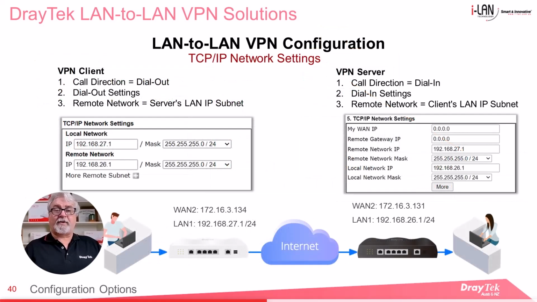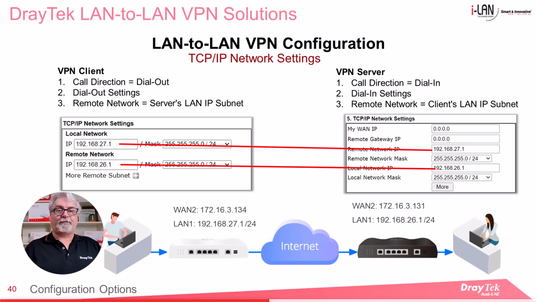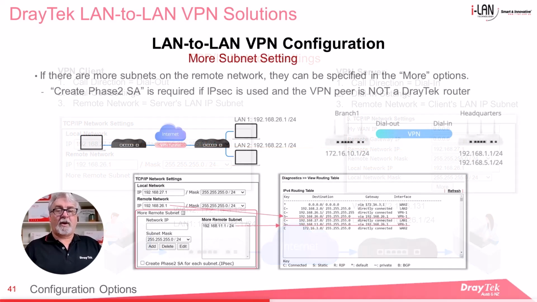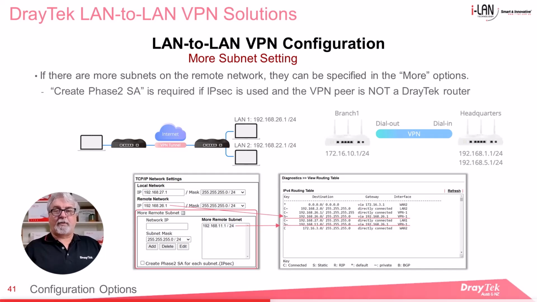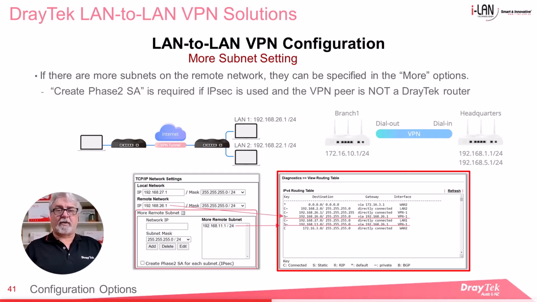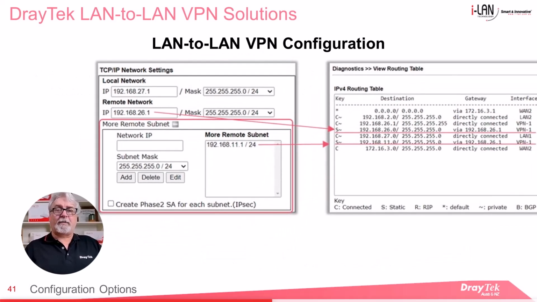Here we have an example of the settings used for local networks and remote networks. The local network IP address of the router on the left will be the setting for the remote network IP for the router on the right. With more subnet setting, you can add more IP subnets of the remote network we need to access. This will be added to the routing table as shown in this diagram. Here we added the IP subnet 192.168.11.0 to the routing table.